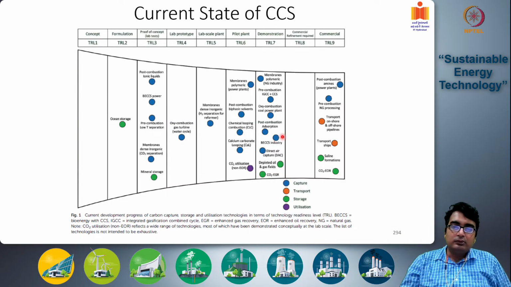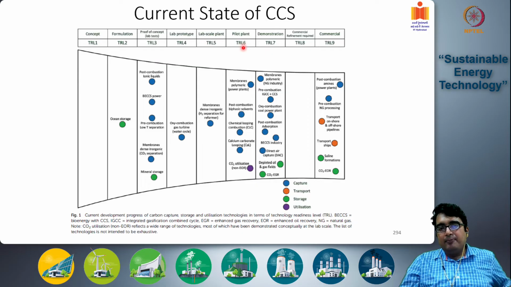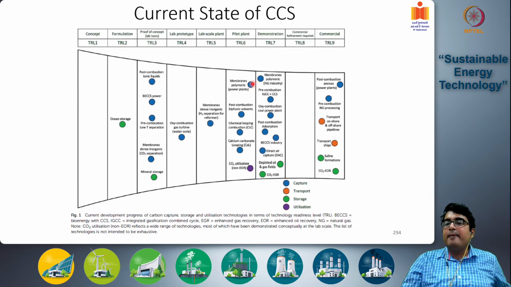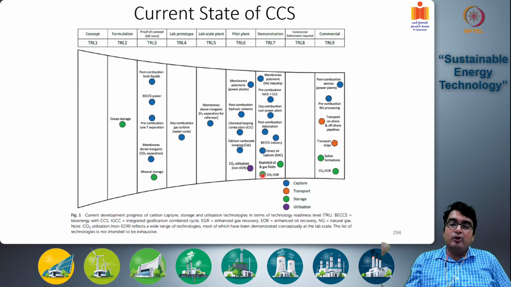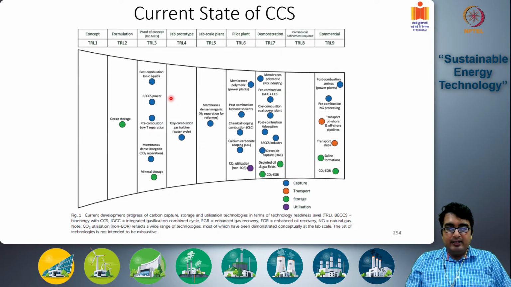Then in the pilot stage, there are certain polymeric membranes that are used in power plant technologies that are still in the pilot plant stage. There are other types of chemical looping combustion technologies, calcium carbonate looping. These are in the pilot stage for the CO2 capture systems. CO2 utilization is in pilot stage: how to utilize the CO2 in more different ways other than what we discussed previously. Then there are other types of membranes, post-combustion capture technologies which are at lab scale or low TRL level.